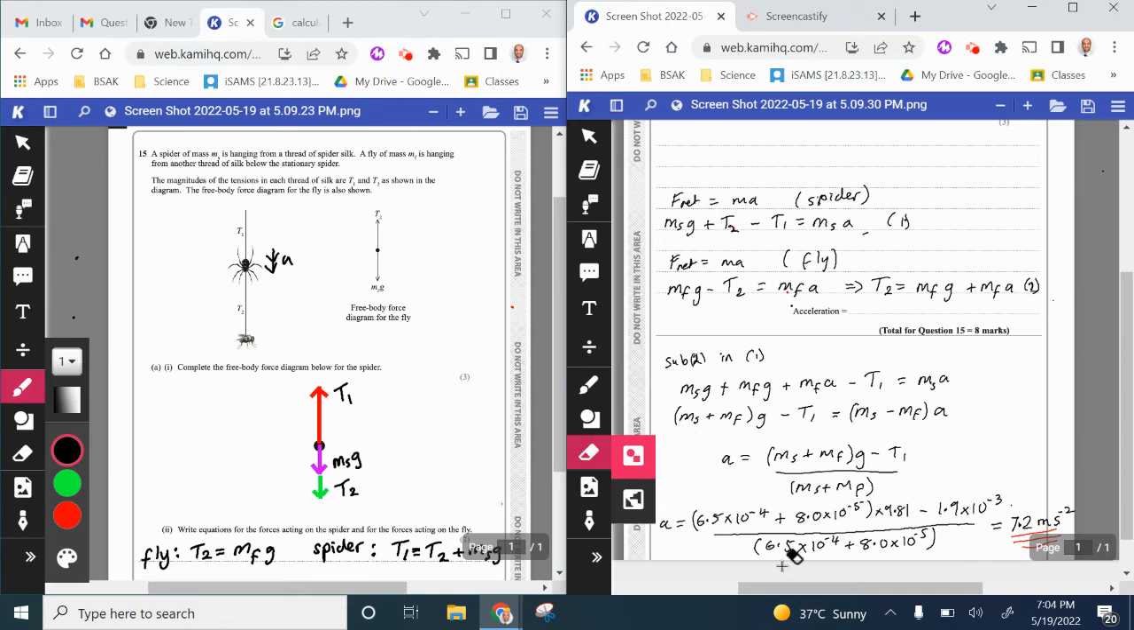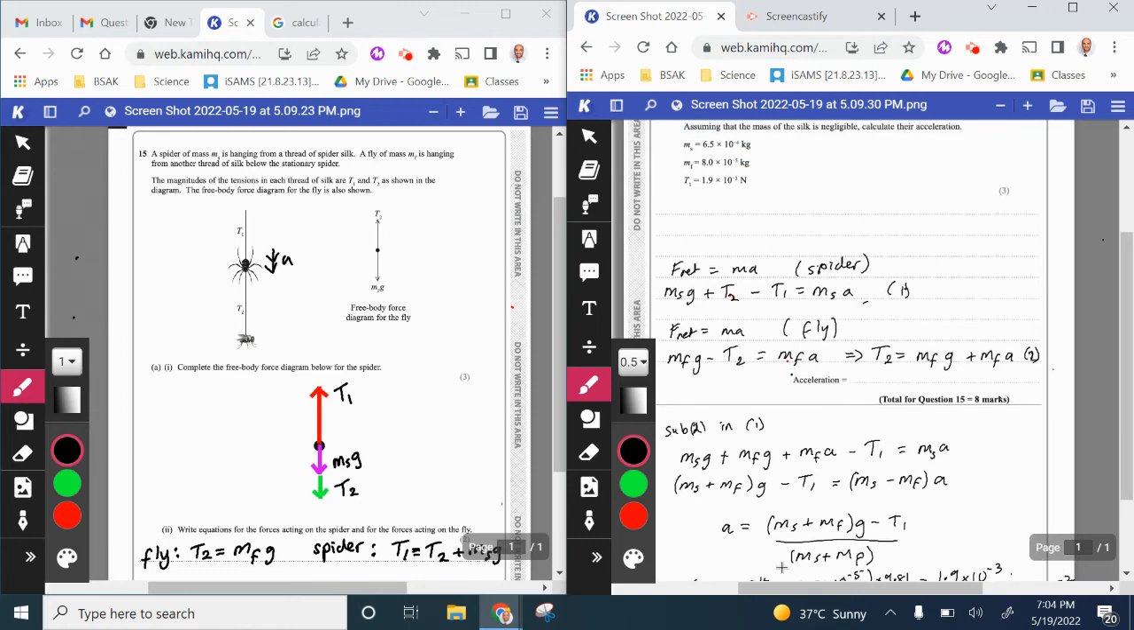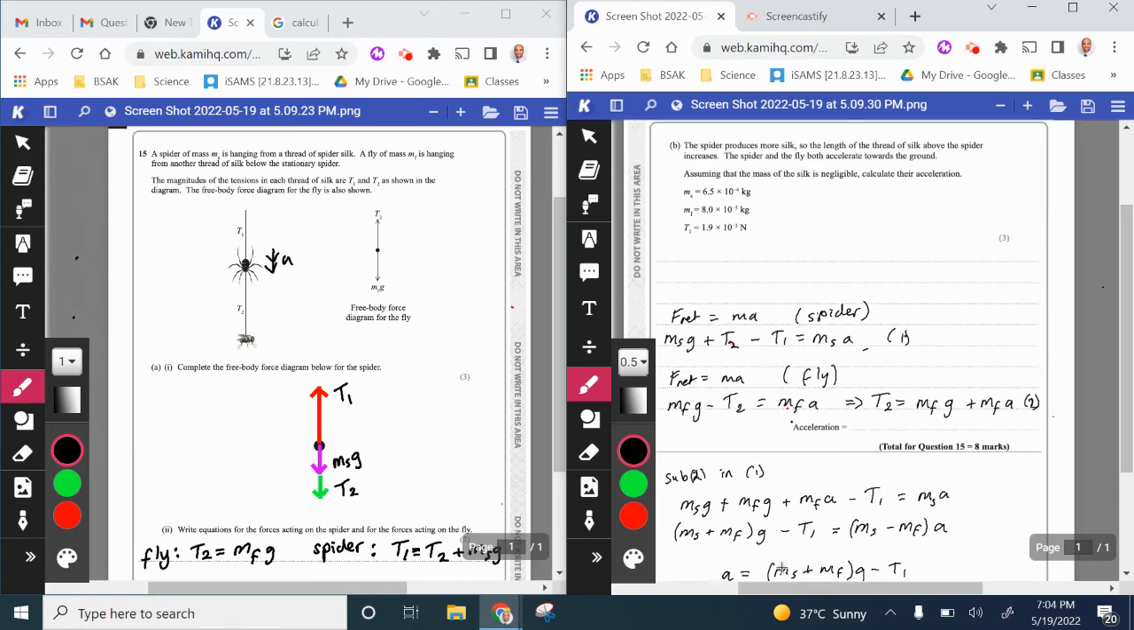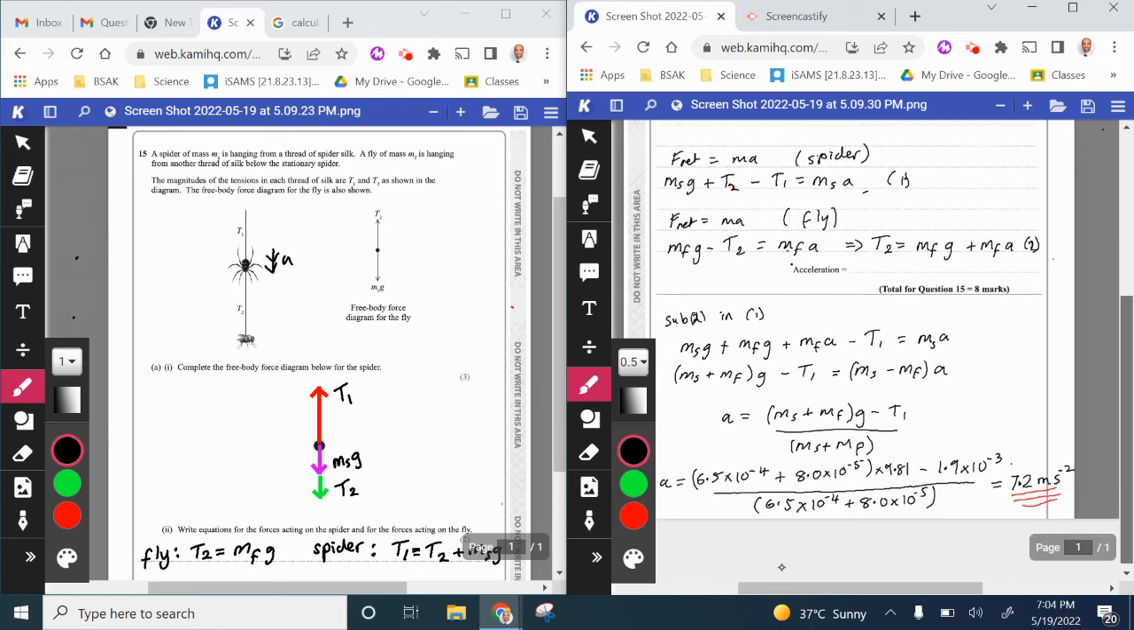So I just rub these two out. Okay. So in place of T2, I've put in this and substituted into equation 1, and we get this expression here. So now what we can see is every single parameter within this expression I know, except acceleration. So the mass of the spider, we know. The mass of the fly, we know. g is 9.81. T1 we know, and therefore we can rearrange for acceleration.